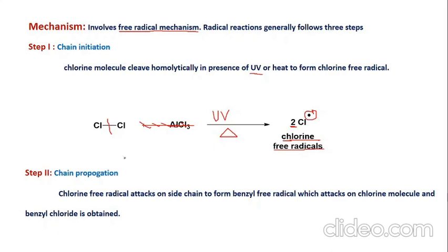Now the next step in the mechanism is chain propagation. What happens over here? This chlorine radical attacks the side chain of the benzene ring to form a benzyl free radical, which again attacks a chlorine molecule and gives us benzyl chloride, the product.